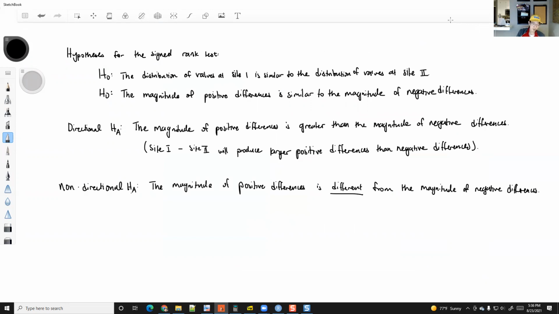Oh, I guess one more thing. If you get ties, then you average the ranks. Okay, and then if you get zeros, you ignore the observation. If you get a zero difference, so like the sign test, ignore the observation. So let me just do an example of ties.